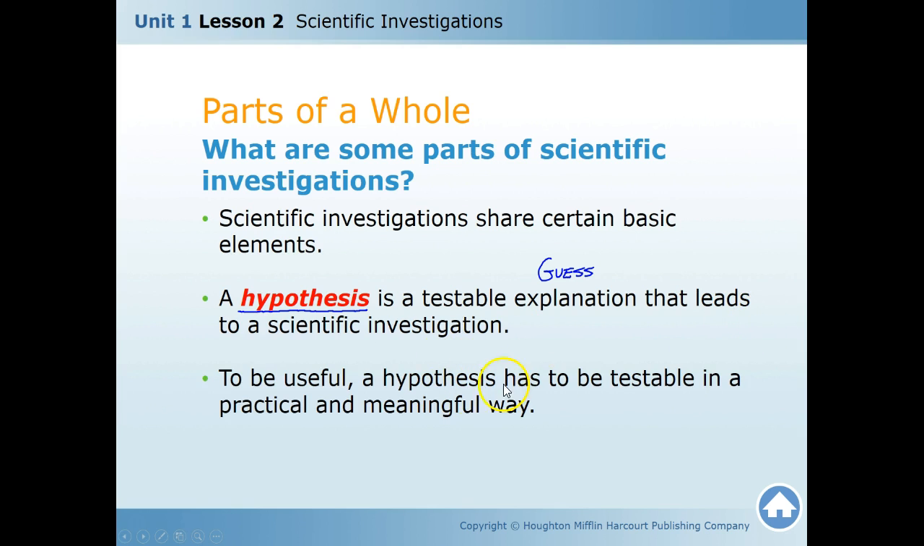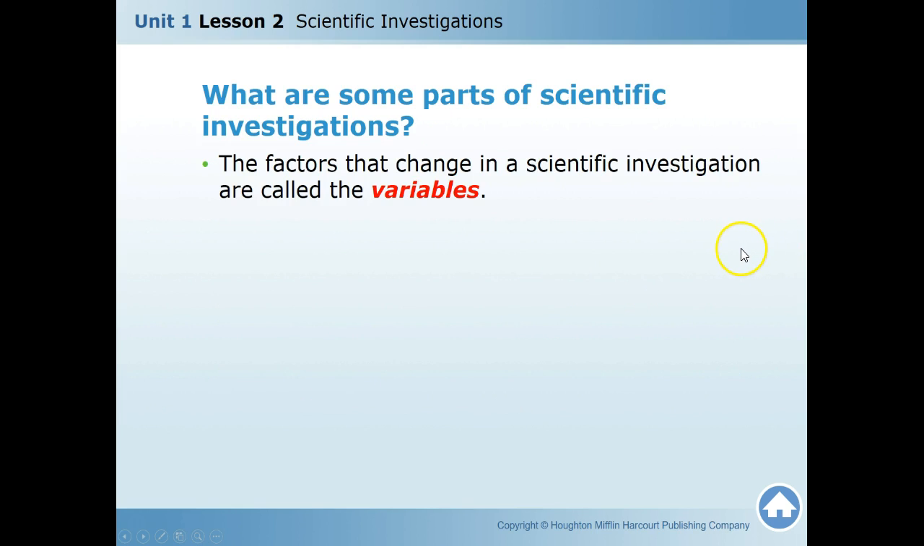So to be useful, a hypothesis has to be testable in a practical and in a meaningful way. So we want to make sure that when we test, we're not just testing random things, that we're actually putting some thought into testing what we're doing. To make sure that our testing is good, we're going to use something called variables, and those are the factors that change. So anytime we have anything change, and that's a factor, we call that a variable. So it can go up or down.